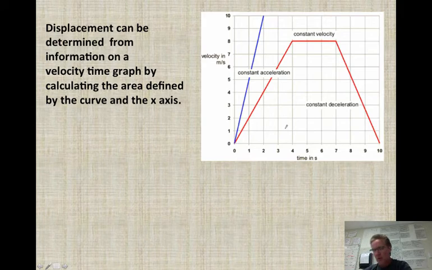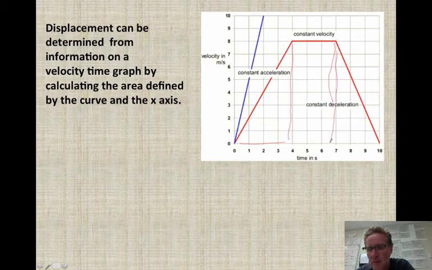So basically we can break this down into actually 3 different sections. We have this triangle that we could calculate the area of, and then we have this rectangle, and then we have this triangle here that we could do. And then we would just add up all of those areas.